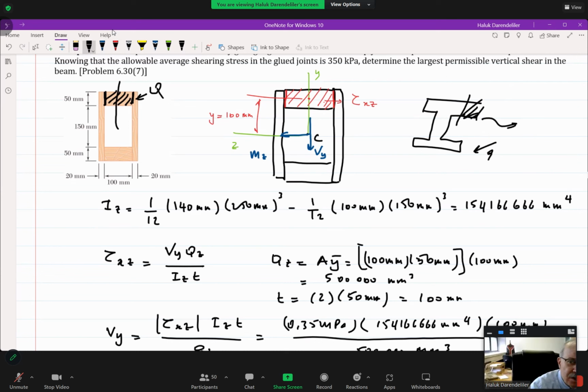Are there any questions about this? So you have to use two cross-sectional sections to talk about the Q value. Okay.